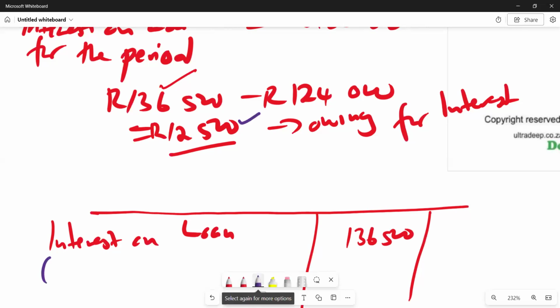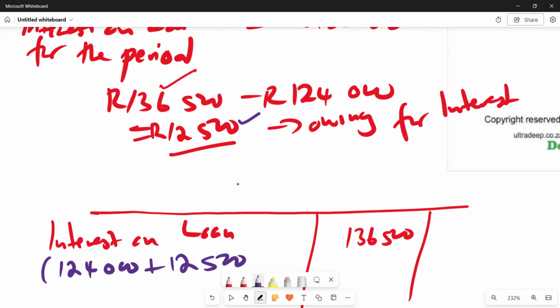So you're just going to say what was paid, which is less, plus what is owing. By mentioning this 12,500 which is owing, you have made a provision that is being emphasized in the additional information like this. So this is how we are going to present it in your answer section. So this will be your income statement.